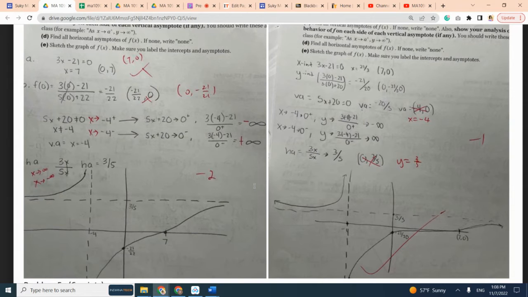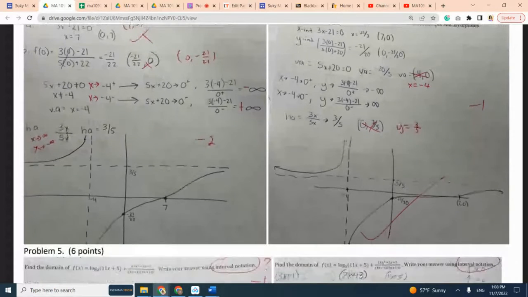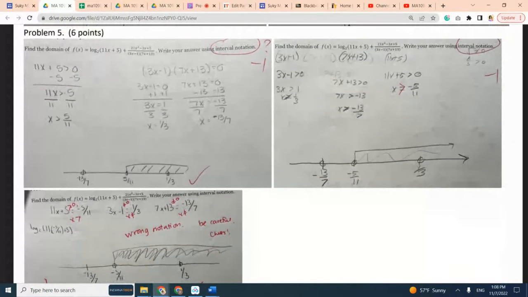Here, a vertical asymptote is not a point. X-intercept, y-intercept are points. A vertical asymptote is a vertical line. A vertical line is an equation. A horizontal line is an equation, not a point. Okay, so be careful. I really hope that you can have a mistake book to collect all your mistakes. And then before the exam, you can review your mistakes.